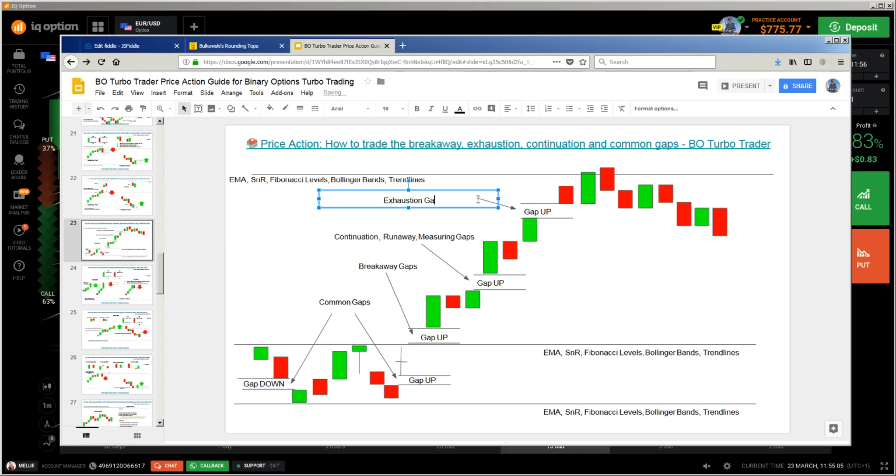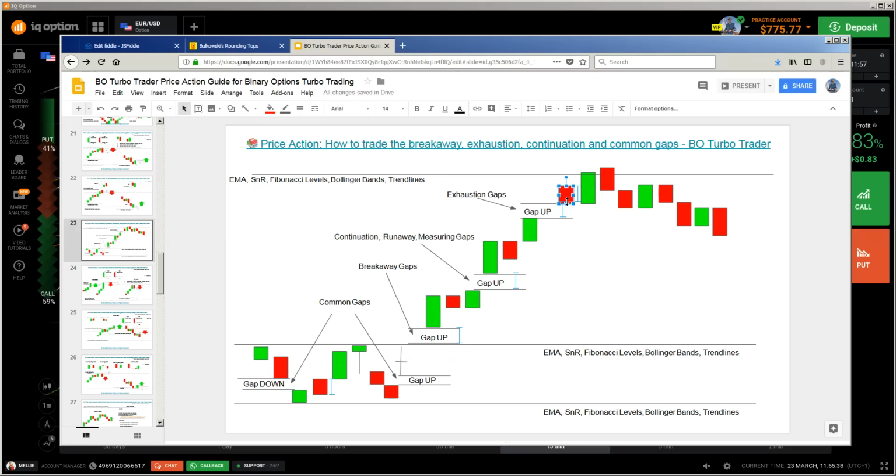Yeah, exhaustion gaps. Now I can tell you what it's about and how you can trade those gaps. The gaps themselves you cannot trade. I would not recommend trading the gap itself, because like I told you, they try to refill. That means if you get such a gap up, this candle tries to go down to refill it, and that is really risky.